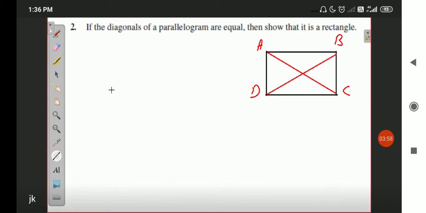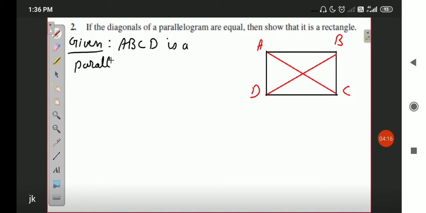So we are already given that this ABCD is a parallelogram. Secondly, we are given that both the diagonals are equal. AC length and BD length are both equal. We have to prove that this parallelogram is a rectangle.